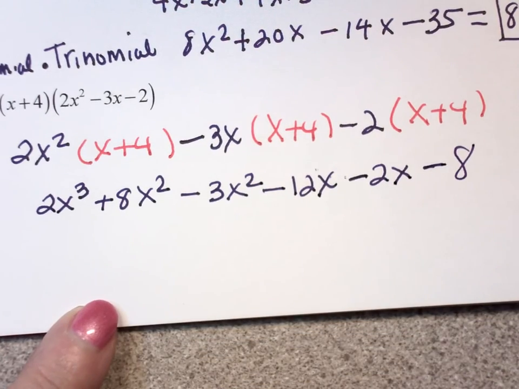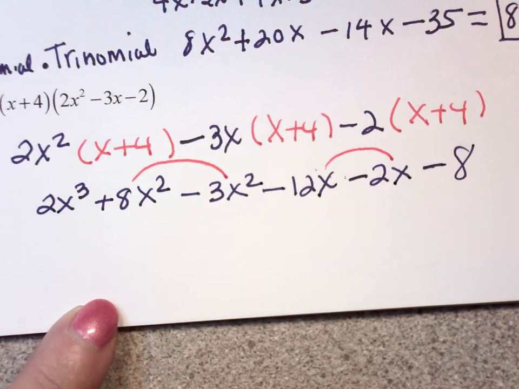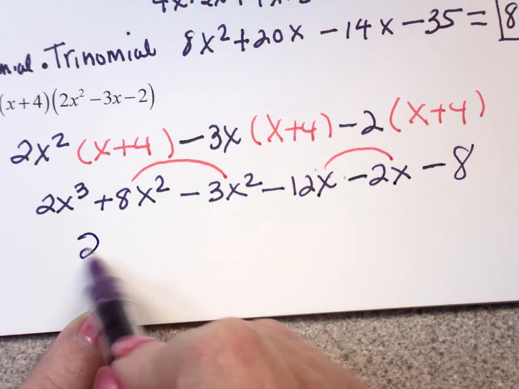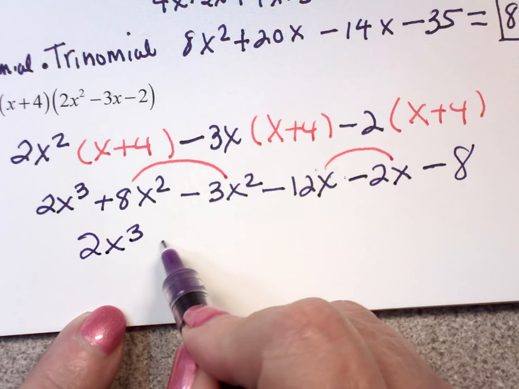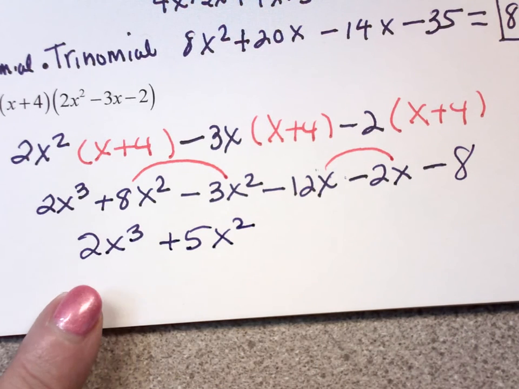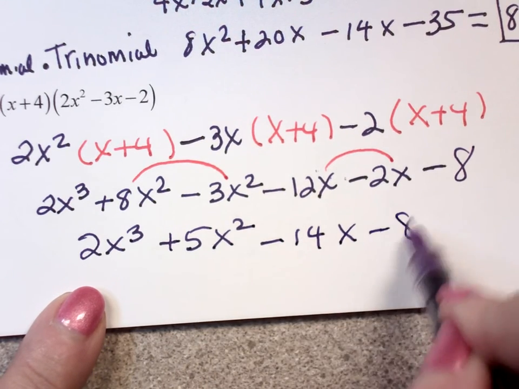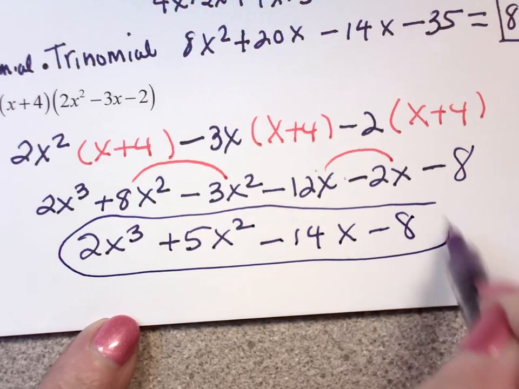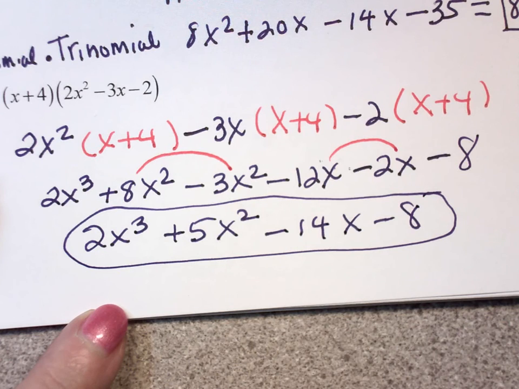Now combine like terms. There's no cubes, but here's 2 squares. Here's 2 x's. So 2x cubed plus 8x squared minus 3x squared is how many x squareds? 5. Minus 12x minus 2x is how many x's? And notice there's the imprint of x plus 4 in every single term.